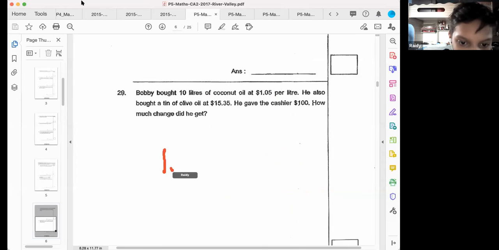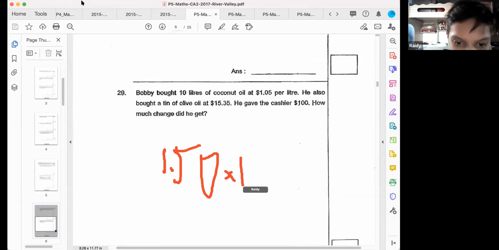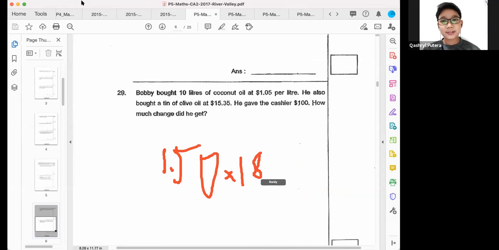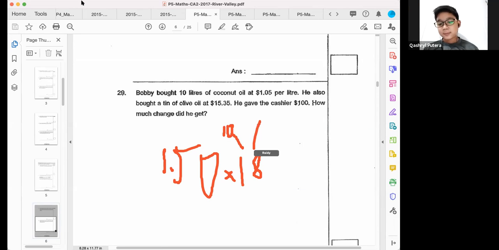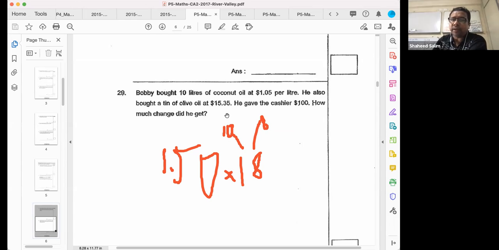1.50 times 1. Break it up: 10 and 8. Good. Then you times the 8, and then you will get 20 times by 10. You can take 1.5 times 10, then 1.5 times 8, then you plus them together. That's sometimes what I do mentally.